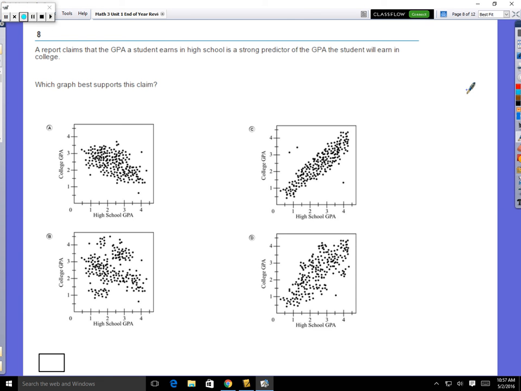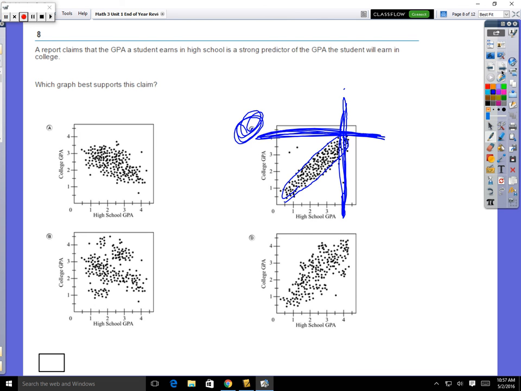8. A report claims that the GPA a student earns in high school is a predictor of the GPA the kid will earn in college. Which one supports it? It is C, because they are tightly grouped together. And if you got a 4.0 in high school, that's this line right here, that matches up with a 4.0 in college.